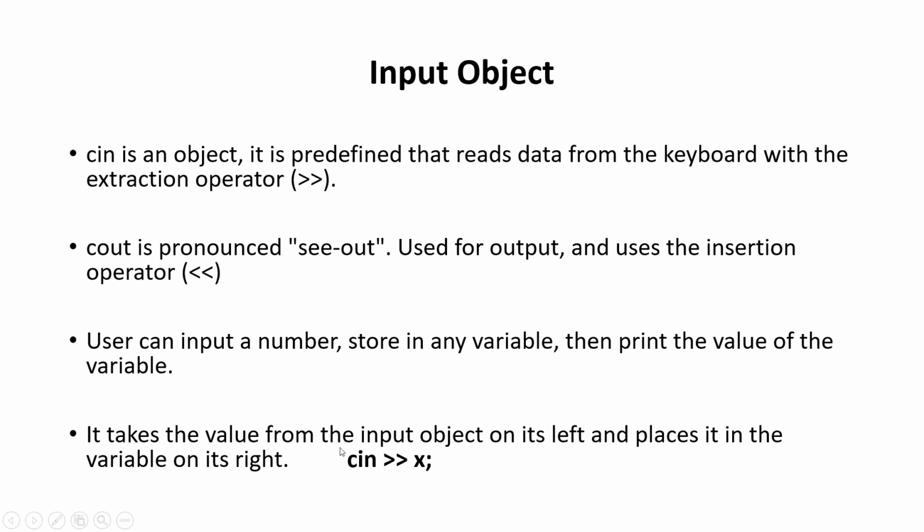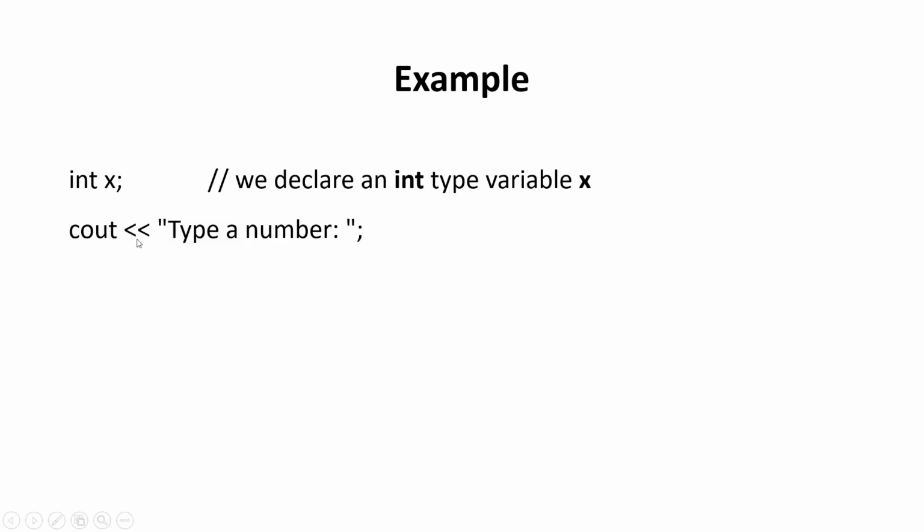It takes the value from the input object on its left and places it in the variable on its right. Cin will take the input and store it in the variable x. Example: int x, I have created a variable x. cout "type a number", this is only a string, and cin extraction operator x. This will get the value from the user and save it in x.